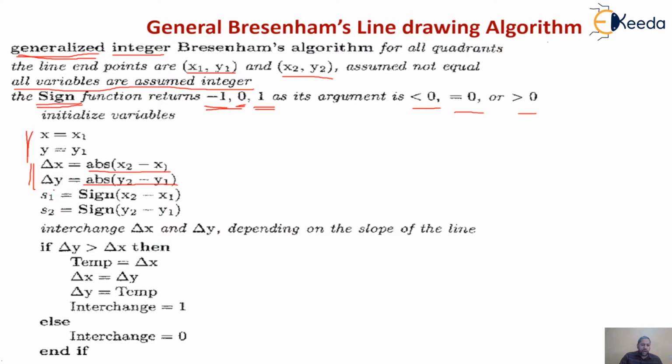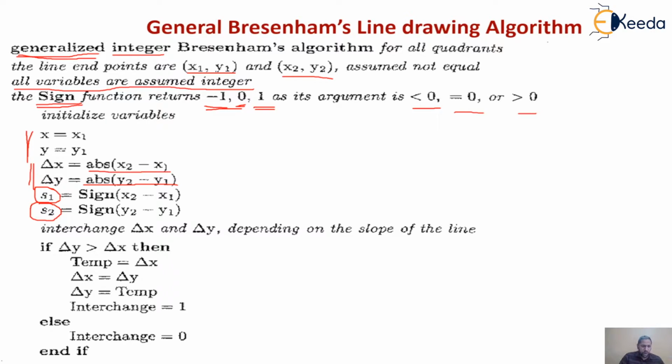Now we calculate the s1 value, which is nothing but passing x2 minus x1 to the sign function. Suppose I am plotting a point in the second or third quadrant, where the value of x is negative. Suppose my x1 value is -100, so obviously I have to decrement from the starting point, so the s1 value is used. Similarly, s2 is equal to sign of y2 minus y1. This s1 and s2 will decide whether I am going to increment, decrement, or add only 0.